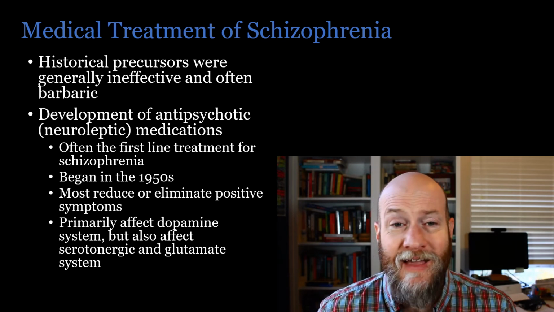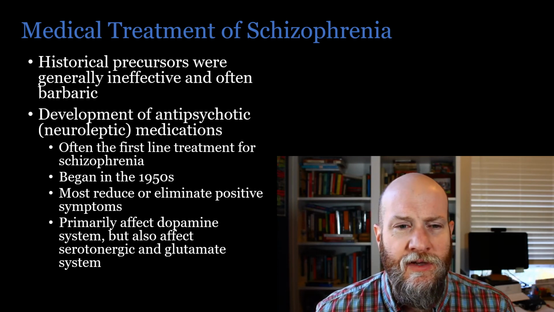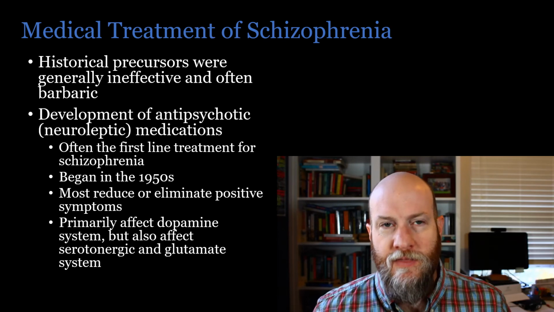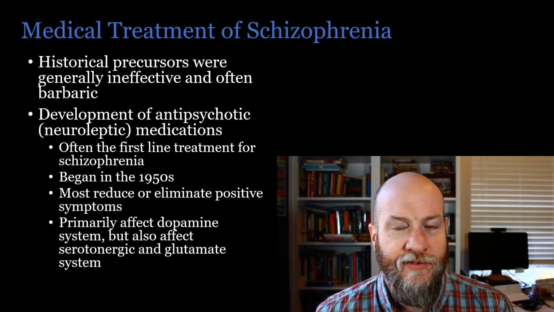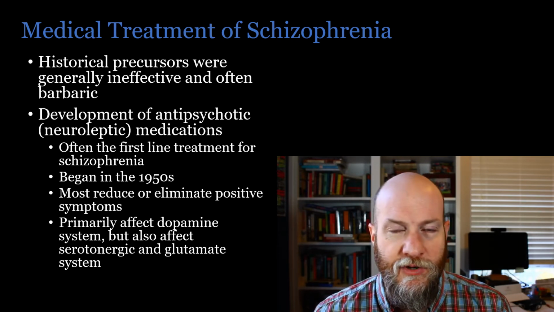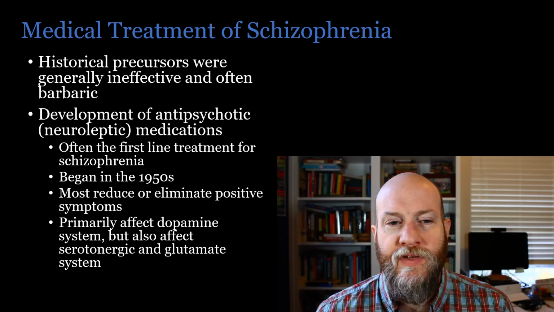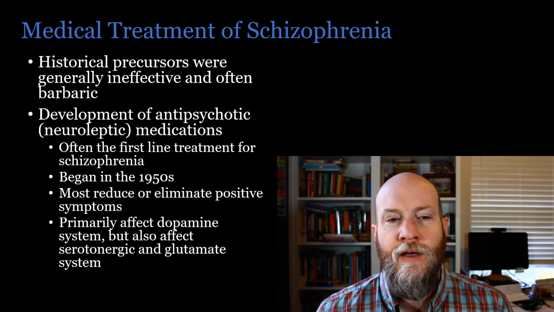Neuroleptic medications, antipsychotic medications, as these are often called, were developed starting in the 1950s, and these became the first-line treatment for schizophrenia. What I like to say about these medications is they started off as blunt instruments, and they have become more like a scalpel as time has gone on. Now, they are not perfect by any means, and we don't have a magic bullet that cures all the symptoms of schizophrenia. But these medications were particularly helpful in treating the positive symptoms, in reducing the intensity or the presence of hallucinations and delusions, and they remain so.